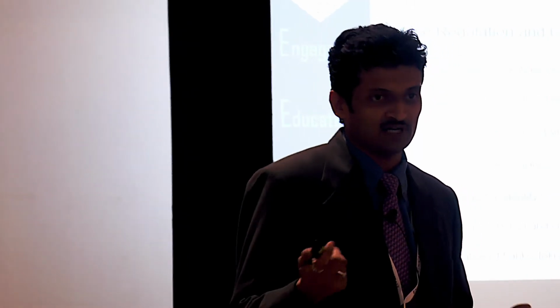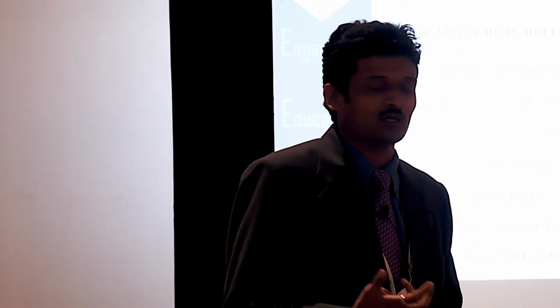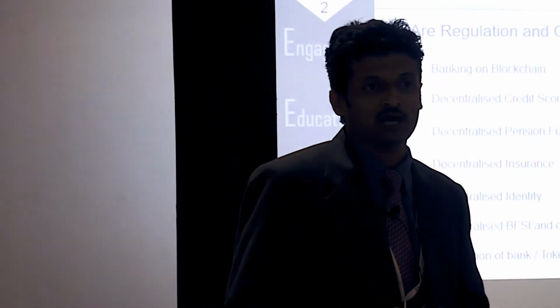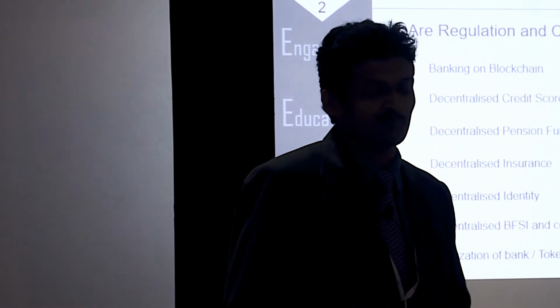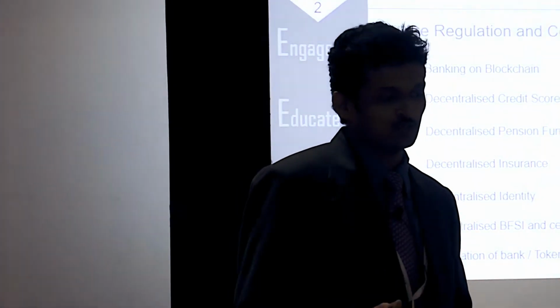Banking on blockchain is the broad vision, and so decentralized credit scores and payments are some of the low-hanging fruits in fintech. But apart from that, what we are doing is decentralized credit scores and pension funds. How can we bring pension funds, which is one of the huge use cases for long-term funds you can get from people, and insurance.